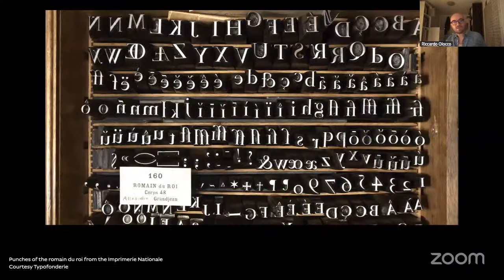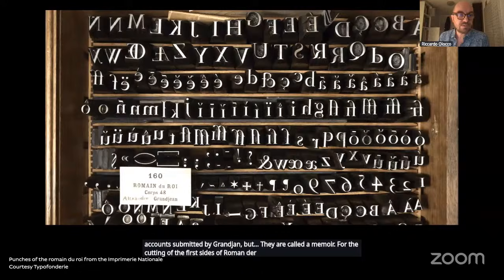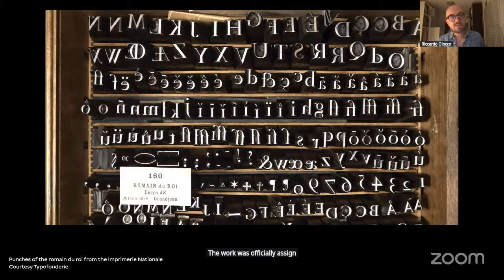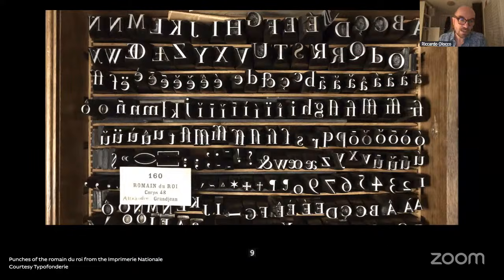At the National Archive in Paris, there are accounts submitted by Grandin called the Mémoires for the cutting of the first size of the Romain du Roi, which was about 16 points. The work was officially assigned in 1694, the same date that the Truchet scheme that we've seen before was confirmed. But Grandin did not begin working on it until the end of the following year, until October 95. He was probably waiting for the plates to be provided.